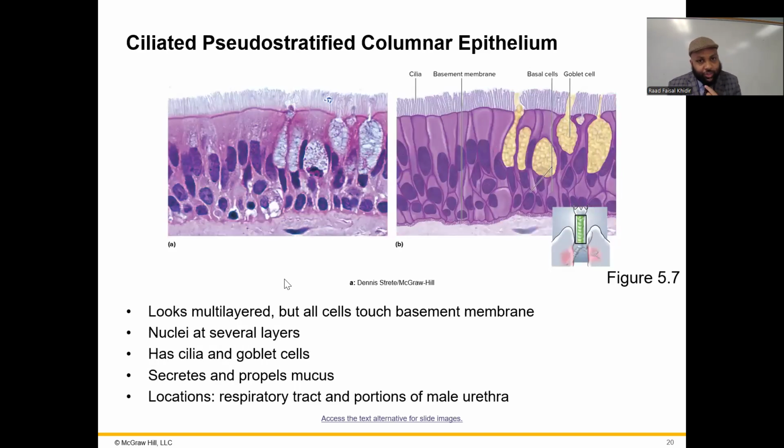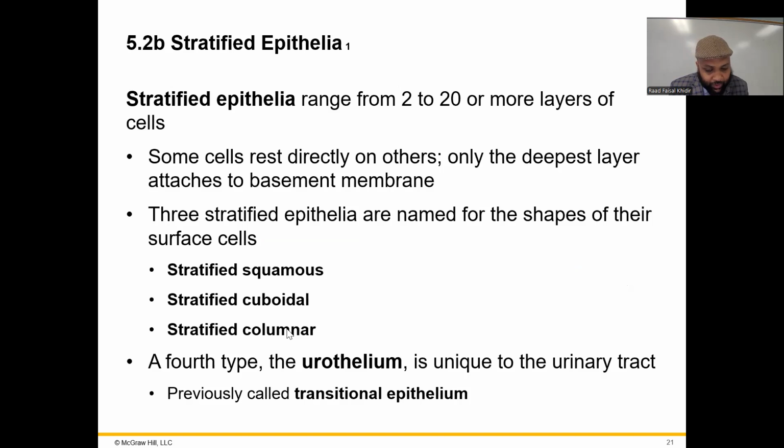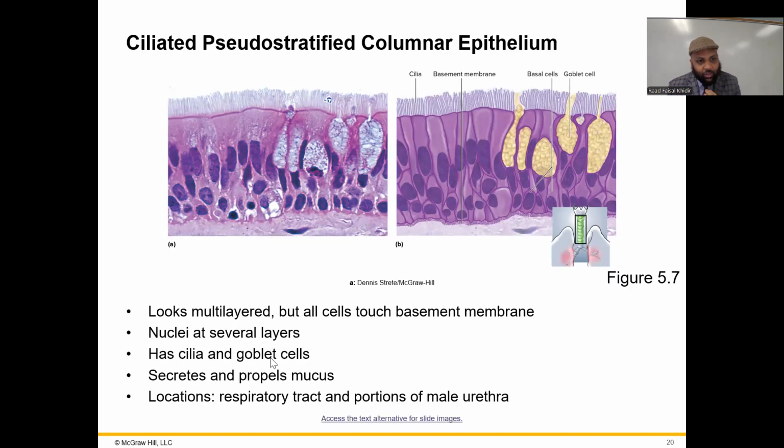So the ciliated pseudostratified columnar epithelium, these look multi-layered, but all the cells touch the basement membrane. The nuclei add several layers. They have cilia and goblet cells, and they secrete and propel the mucus, and the locations are the respiratory tract and portions of the male urethra. Respiratory tract and portions of the male urethra.